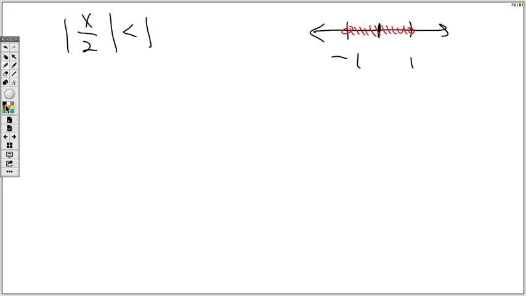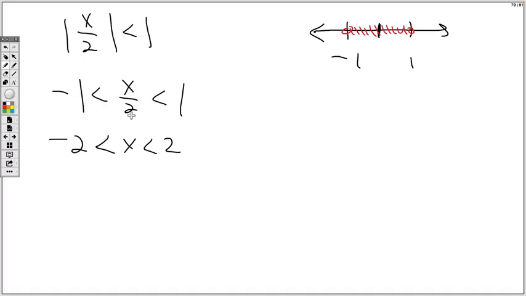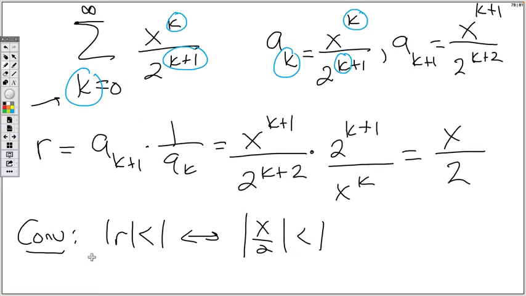So that means I can rewrite this as x over 2 is trapped between negative 1 and 1. And to get rid of that dividing by 2, I can multiply through by what? 2. And since 2 is a positive number, it doesn't screw up the inequalities. We all cool with this? So, as long as x is between negative 2 and 2, x over 2 is between negative 1 and 1, which means that this series will converge.